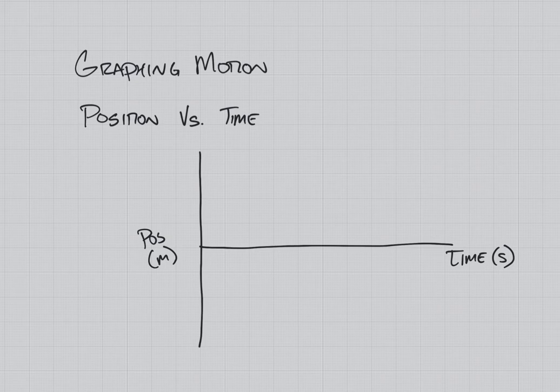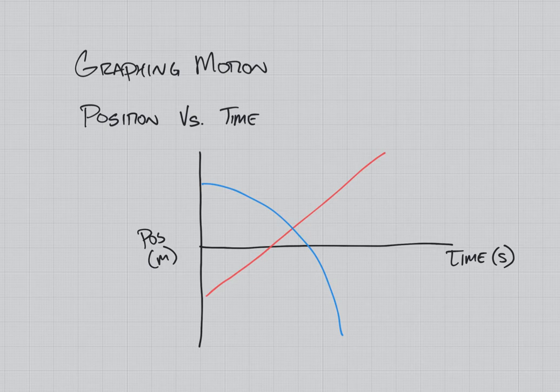An important ability that we have to have in understanding motion is being able to graph motion. And to graph motion, we're going to look at three different types of graphs: position versus time, velocity versus time, and acceleration versus time. So common position versus time graphs that we'll see would look something like this. And what we need to do is understand what these types of graphs are telling us.